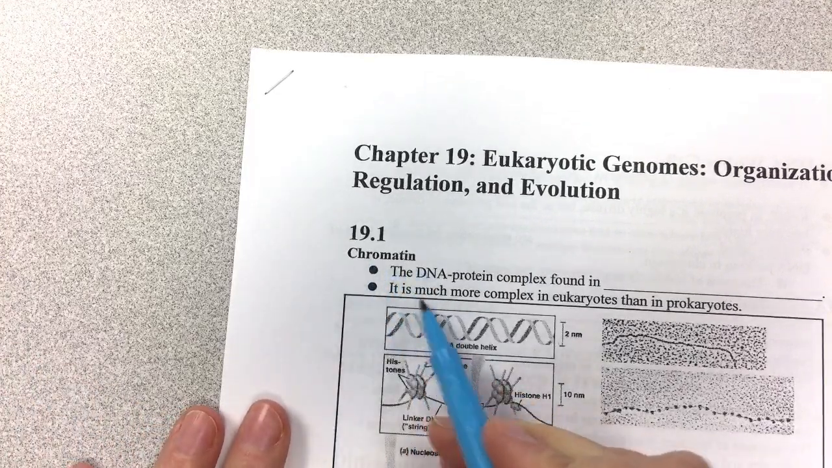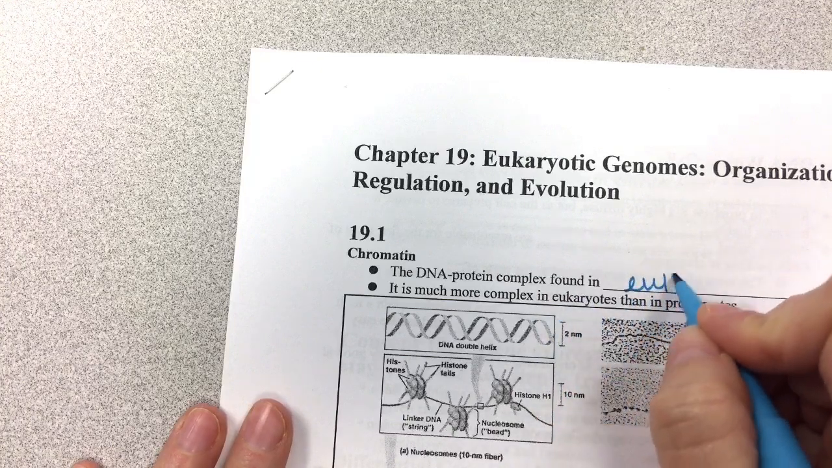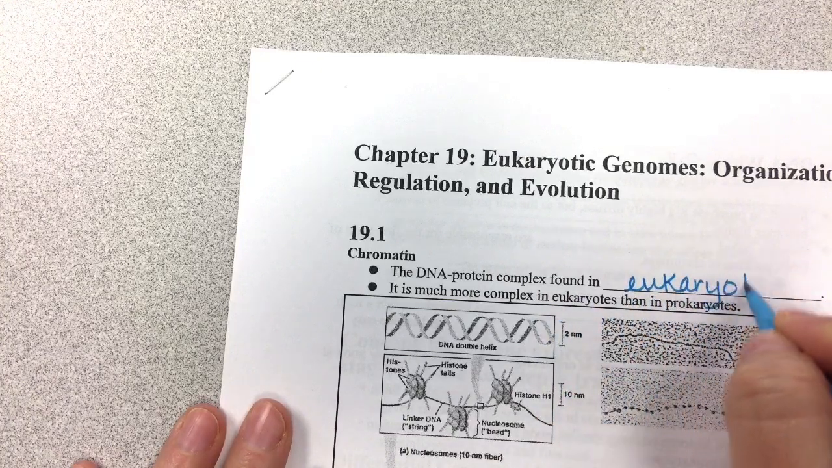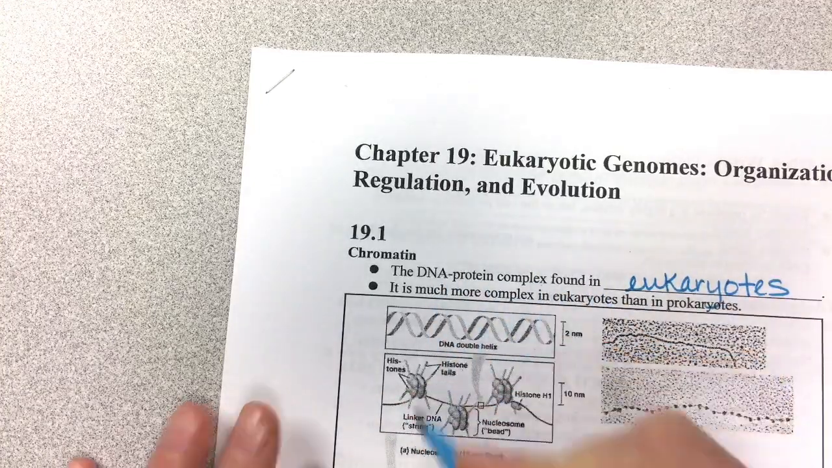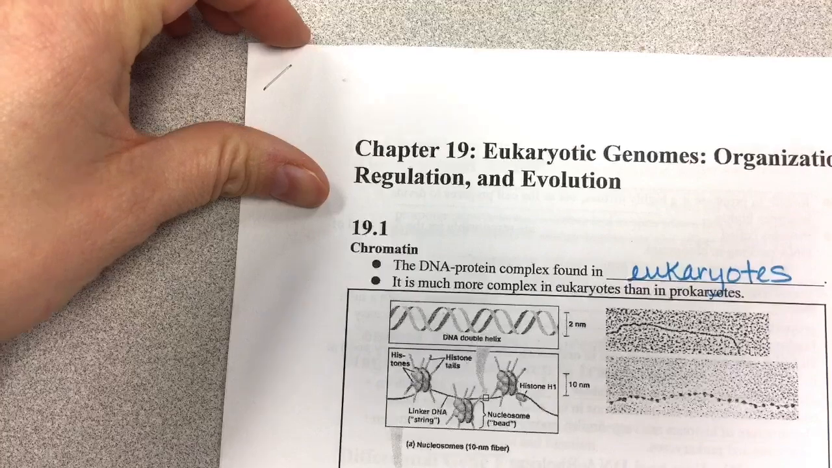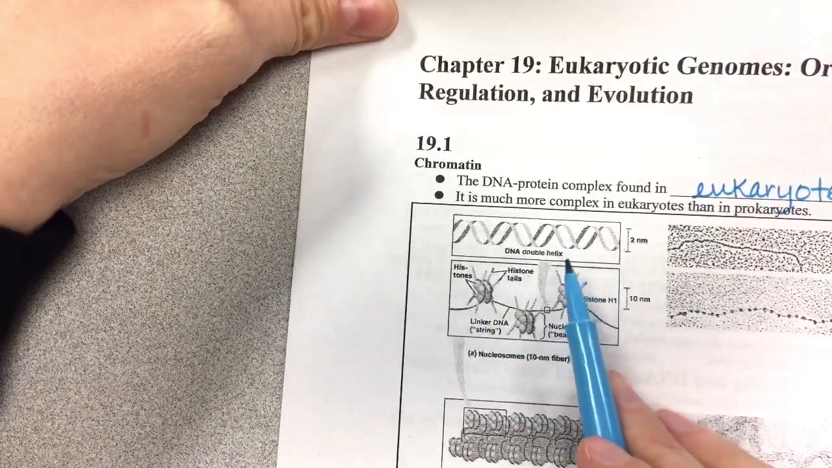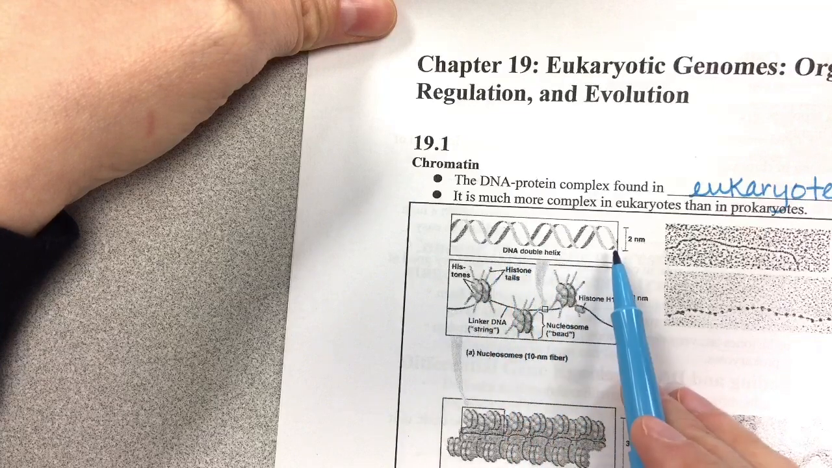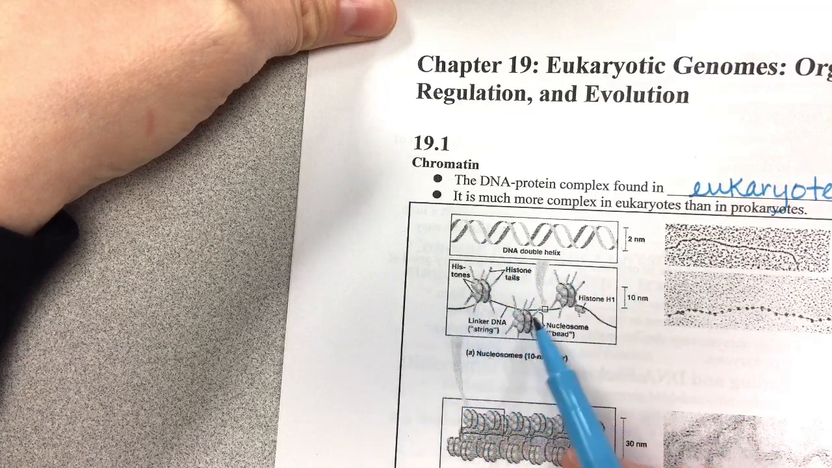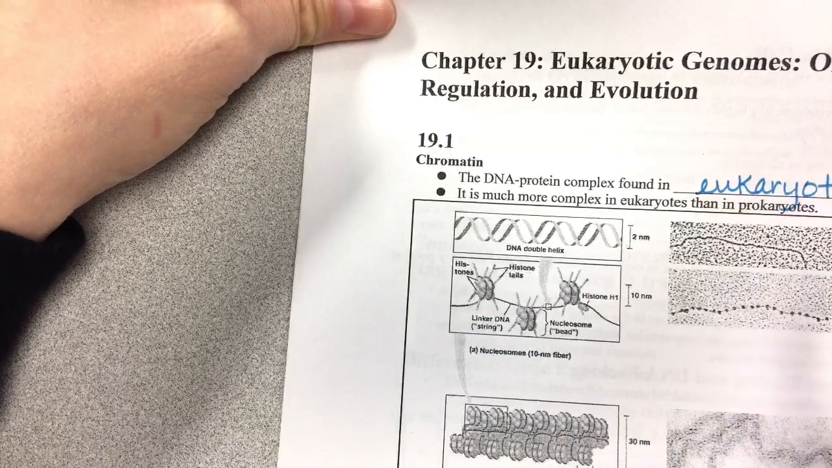Chromatin is the DNA-protein complex found in eukaryotes. We talked about this when we talked about cell division: it is DNA loosely wrapped around proteins. That's what this picture is showing you. Here's your DNA molecule, and here's your DNA wrapped around your histone proteins. That is chromatin.